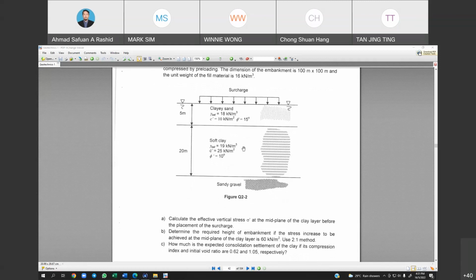Unit weight, C and Phi, and below the soft clay is a sandy gravel. So we can assume that it is a double drainage, because the water can move upward and also downwards.